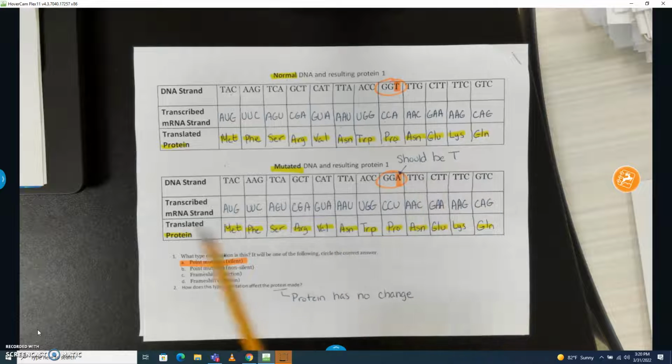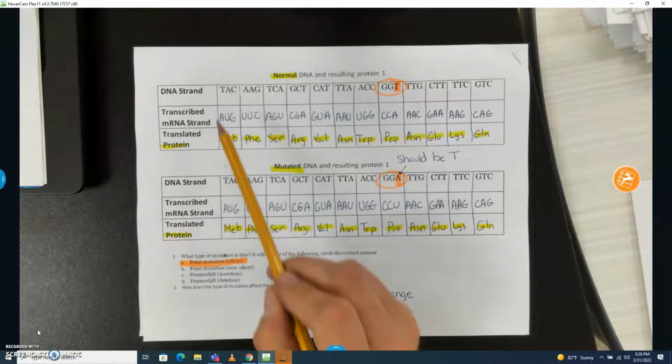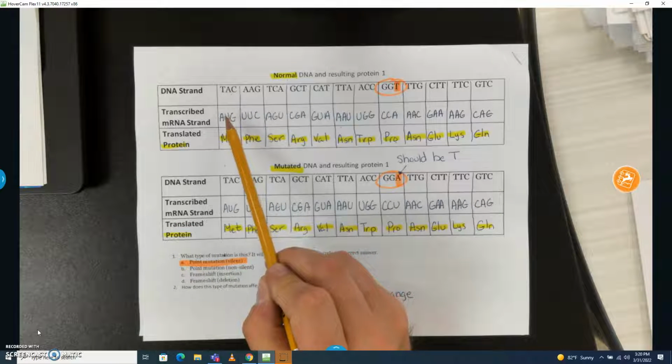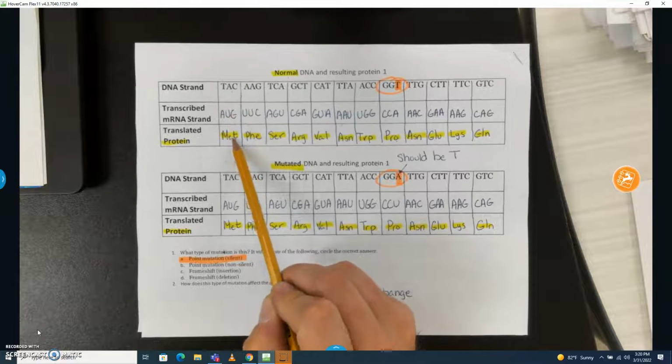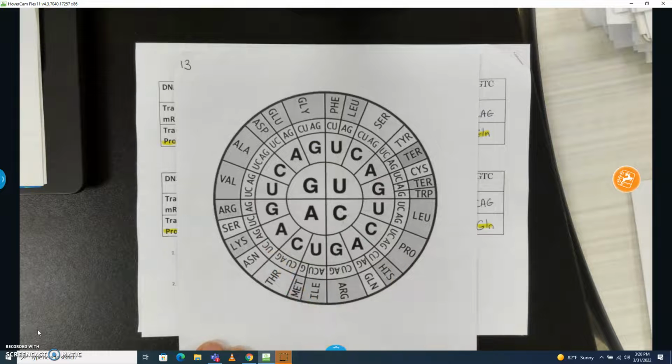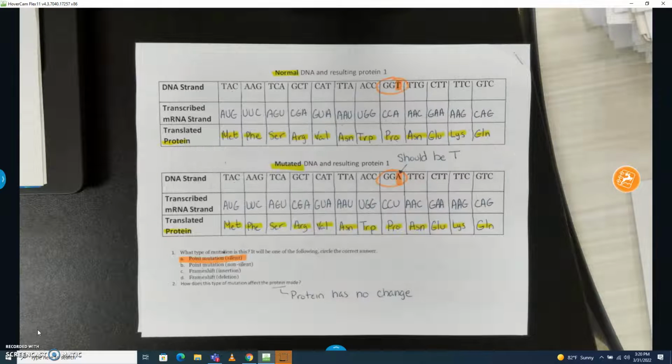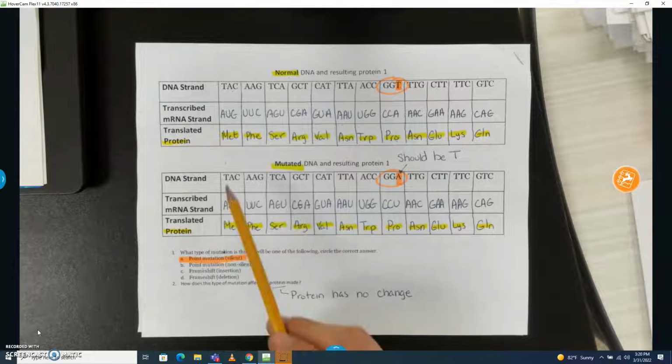To start with, we are looking at a normal strand of DNA and a mutated strand of DNA. You will be expected to be able to convert DNA into RNA and then use the RNA to translate it into a protein using one of these codon wheels that we've used previously. So what you'll need to do is first create the two proteins from the normal and mutated strands, then you can compare those amino acids.